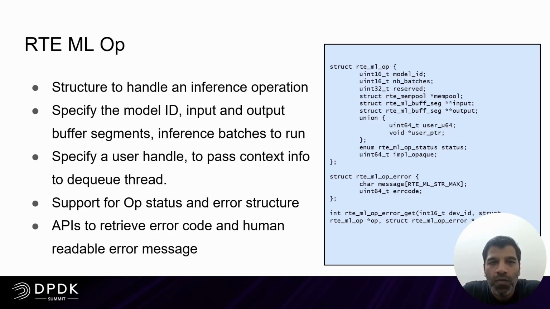The ML specification provides support for a structure called rte_ml_op, which can be used to handle the inference operations. It is used to specify the model ID to be used for the inference operation, along with the input and output buffers that have to be used for the inference. The rte_ml_op also provides support to specify the number of batches for which we want to run the inference. Along with this information, the rte_ml_op also provides support to pass some context information from the enqueue thread to the dequeue thread through a user handle field. The ML op can be used to retrieve the driver-specific error code and a human-readable error message in case of an error during the inference operation.